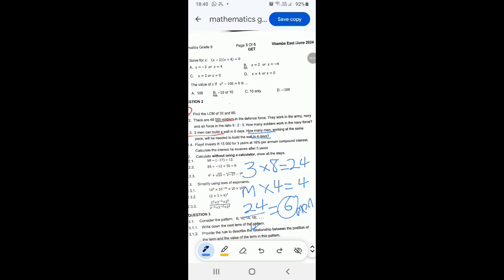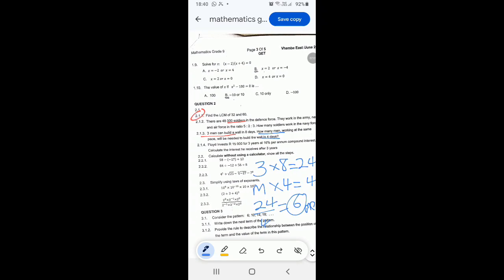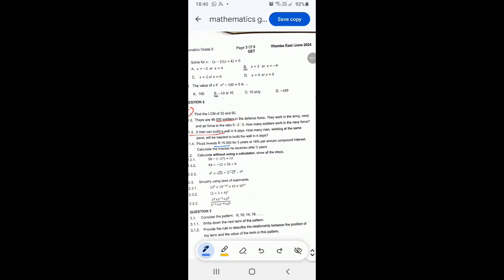Let's go to the next question, 2.1.4. Floyd invests 15,000 for 3 years at 16% compound. Now this is important, compound. Calculate the interest he received after 3 years. So if you invest money, you are expecting a return with some interest. You don't expect to put 15,000 and receive 15,000 after 3 years. That would be a waste of time.